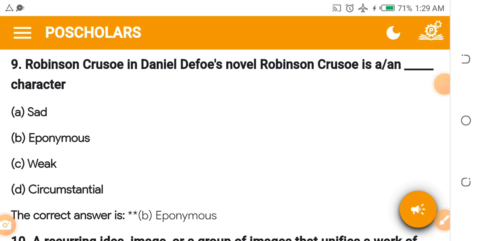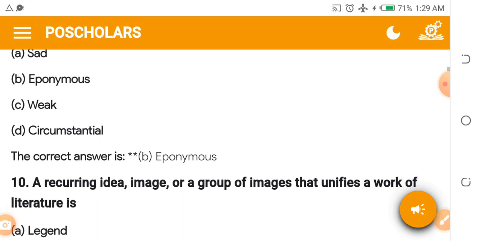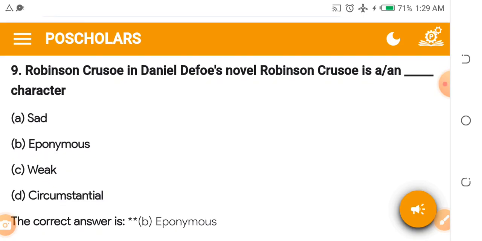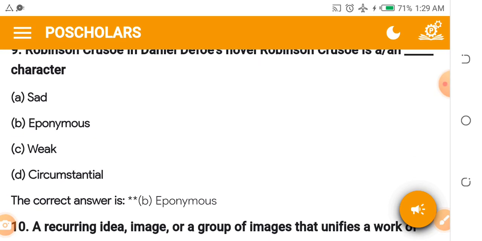Robinson Crusoe, in Daniel Defoe's novel Robinson Crusoe, is a dash character. A. Sad character. B. Eponymous character. C. Weak character. D. Circumstantial character. I've read that book far back. The answer is eponymous character. Go over now to your Google or dictionary or textbook. Tell me the meaning. That is the 4th or 5th assignment. Define eponymous for me.